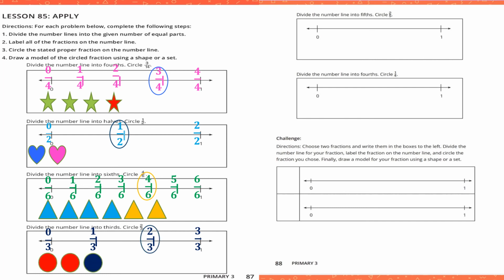Our model here, we have a set of circles. The fraction of the red circles here equals what? How many red circles? 2 red circles, out of the total circles, 3. So the fraction of red circles equals 2 thirds.